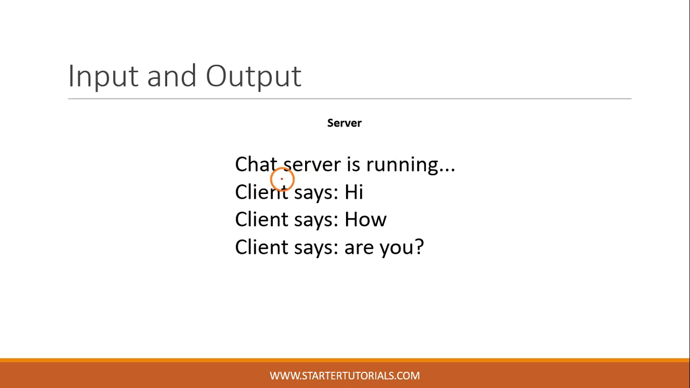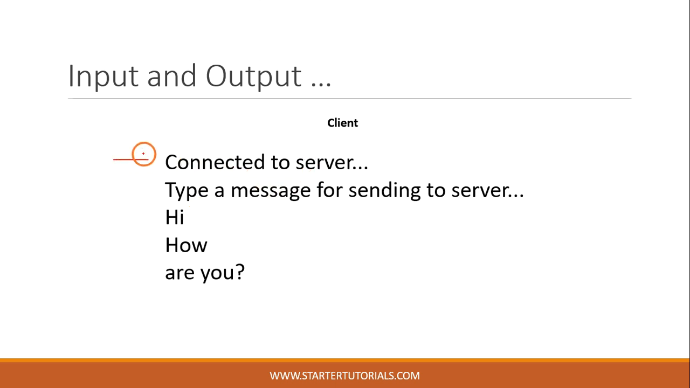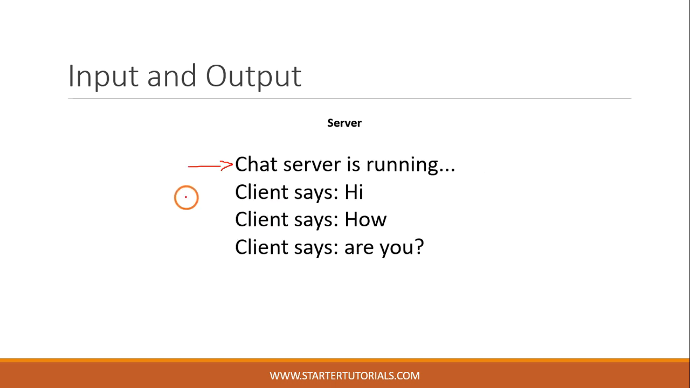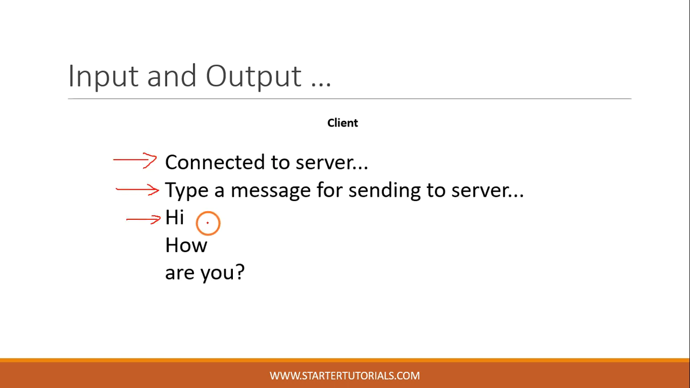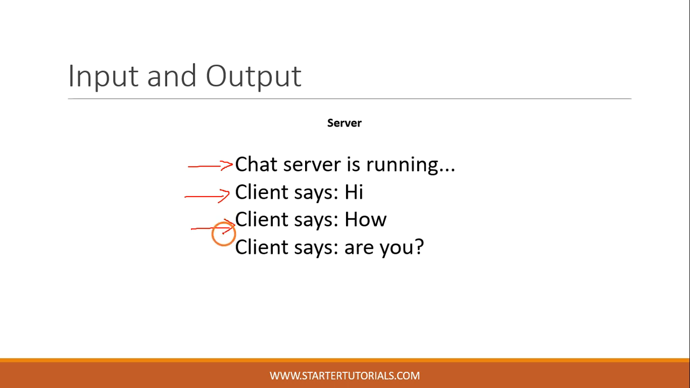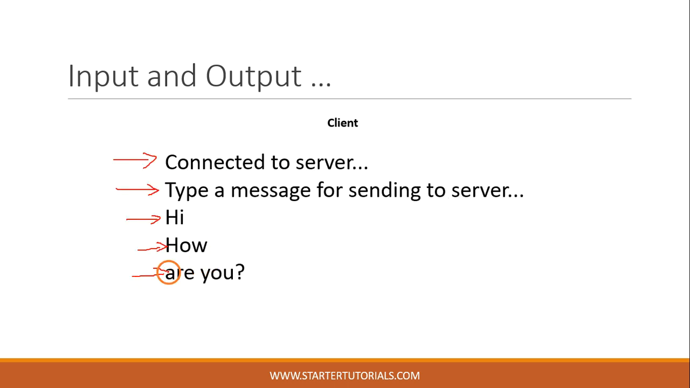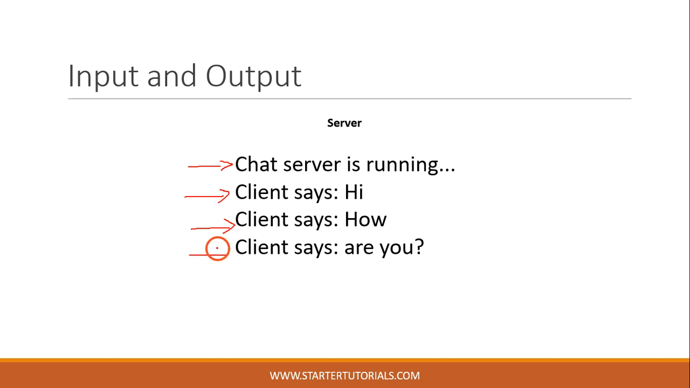Now this is the output. Initially the server will display the message chat server is running. Then once you run the server, you will run the client. The client will initially display connected to server, and it will also display the message, type a message for sending to server. Then you will send hi to the server. Then the server will display this message, client says hi. Again from the client you will send how, and the server will display the same kind of message. Finally you will send another message, and the same thing will be displayed by the server.